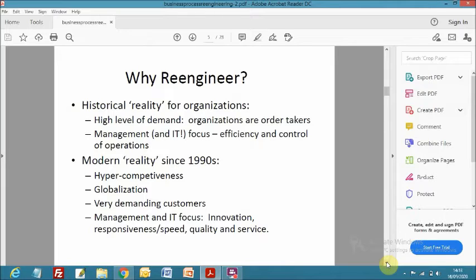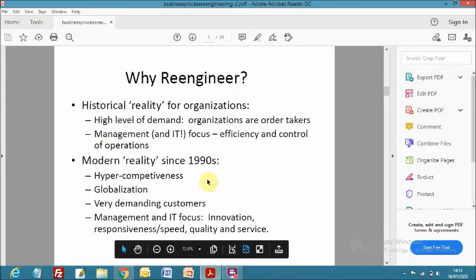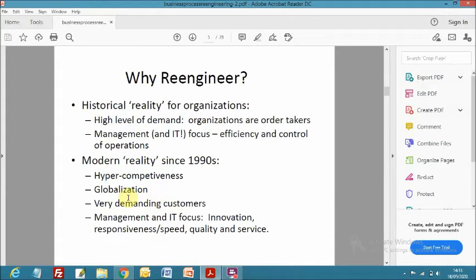Why is it important? Historically, the reality for organizations was a high level of demand, organizations were order takers, and management focus and IT focus was efficiency and control of operations. Modern reality since the 90s is hypercompetitiveness, globalization, very demanding customers, especially if we talk about IT, or the e-commerce platforms. Customers are seeking value for money, and competition is high. If we talk about e-commerce deals, then we may find deals on Amazon as well as on Flipkart and Snapdeal. The competition is high, so you need to re-engineer yourselves to beat that competition, providing a particular product on your market platform at the lowest rate.